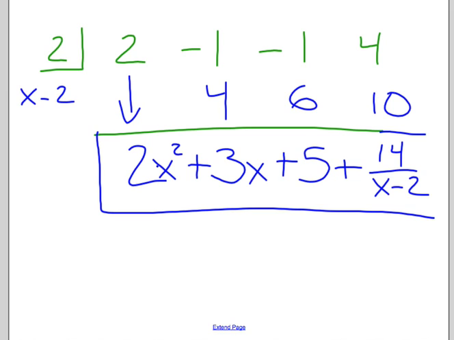Example 5 has a little bit of a kink to it, but it's not much. What's the zero value? 3. What's the biggest degree term? x cubed. And the coefficient on that is 3. All right, what's the next one going to be? Negative 2.